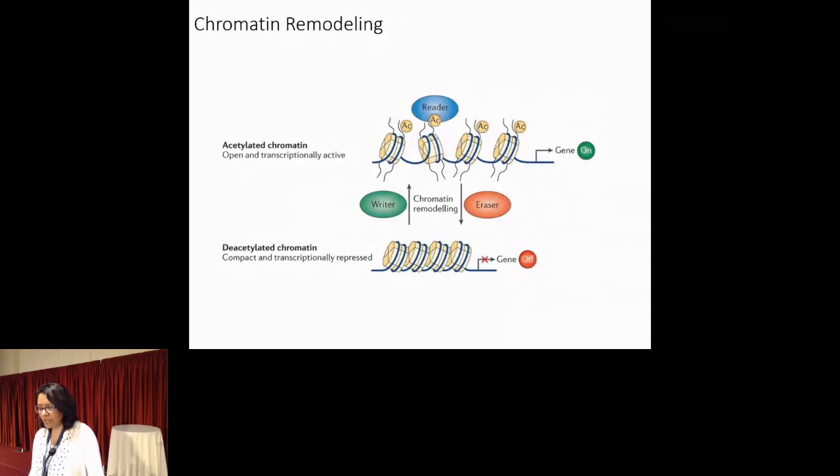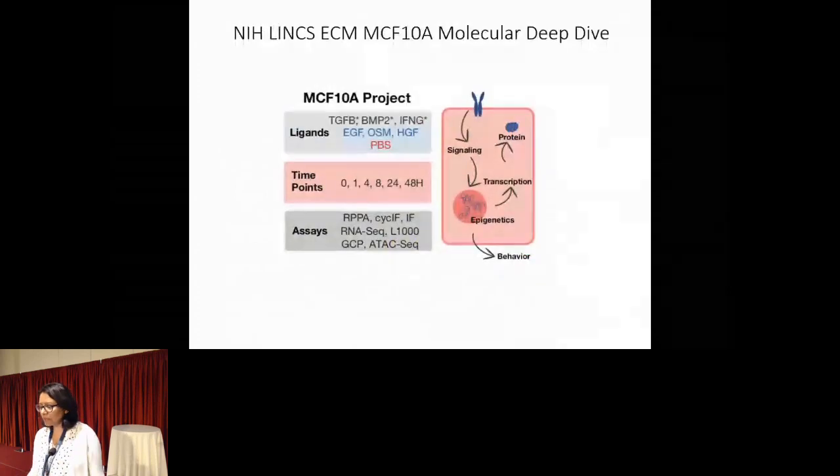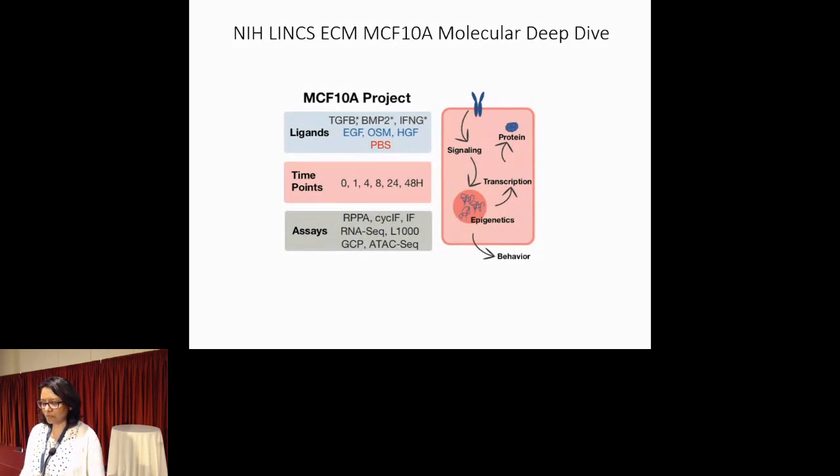various different histone marks and other chromatin remodeler proteins such as the reader, writer, and eraser really work in a very tightly coordinated manner in regulation of the transcription machinery. To address that problem, a large-scale initiative, the Library of Integrated Network-Based Cellular Signatures, LINCS, sponsored by NIH, has started this project called ECM, Extracellular Matrix MCF10A, which is the normal, not cancer, epithelial breast tissue, molecular deep dive to understand.